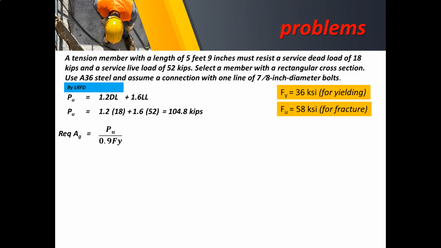So we remember that Fy is 36 ksi for yielding, and Fu is 58 ksi for fracture. Therefore, for the required AG, we just substitute 104.8, the factored load, and the Fy of 36. By that, we can now arrive at the required gross area, that is 2.32235 square inches.